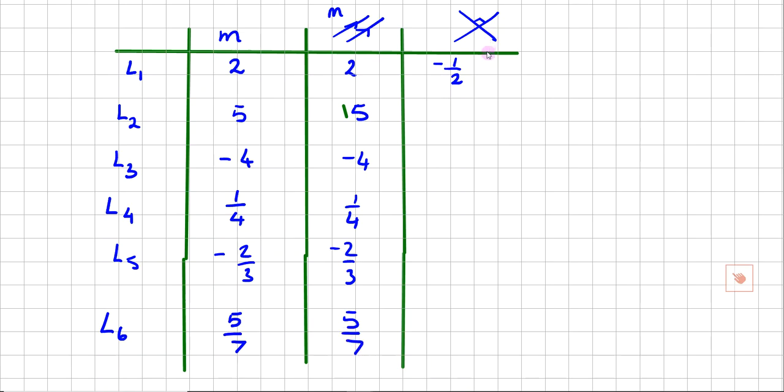Okay? If it's perpendicular, first step, if it was positive, it is negative. If it was negative, it is positive. Then we take the reciprocal: if it was 5, it becomes -1/5. If it was -4, it'd be 1 divided by 4. If it was 1 divided by 4, it would become -4. This one would be 3 divided by 2. This one would be -7 divided by 5. Okay?